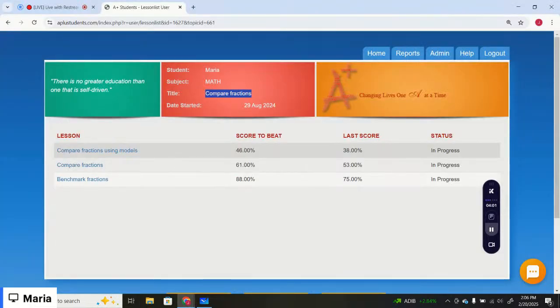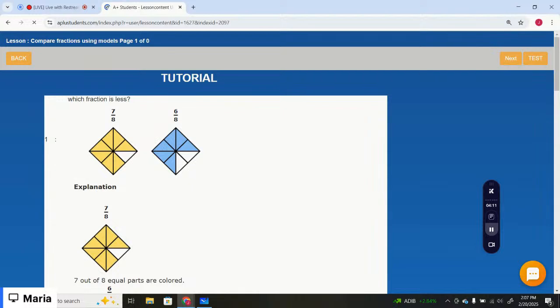Here I am on grade 3 math. The chapter we're on right now is compare fractions. Let's just start with the lesson, that is compare fractions using models. Which fraction is less? 7 over 8 and 6 over 8. So basically you are comparing two fractions using the model. Comparing fractions using a model is very easy.